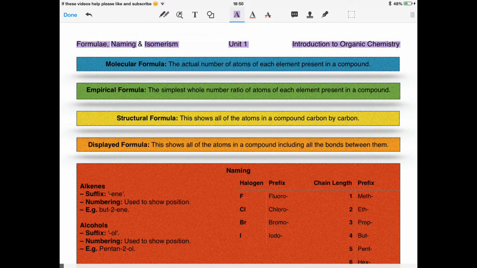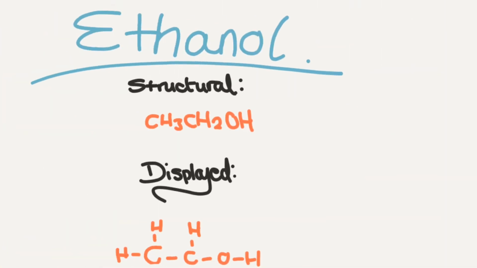Okay, so the definitions for the formulae, starting with the molecular formula: it's the actual number of atoms of each element present in a compound. The empirical formula is the simplest whole number ratio of atoms of each element present in a compound. A structural formula shows all of the atoms in a compound carbon by carbon. And a displayed formula shows all of the atoms in a compound, including all of the bonds between them. Hopefully, if my editing goes well, I'll include a picture on the screen that will show you a structural formula and a displayed formula.